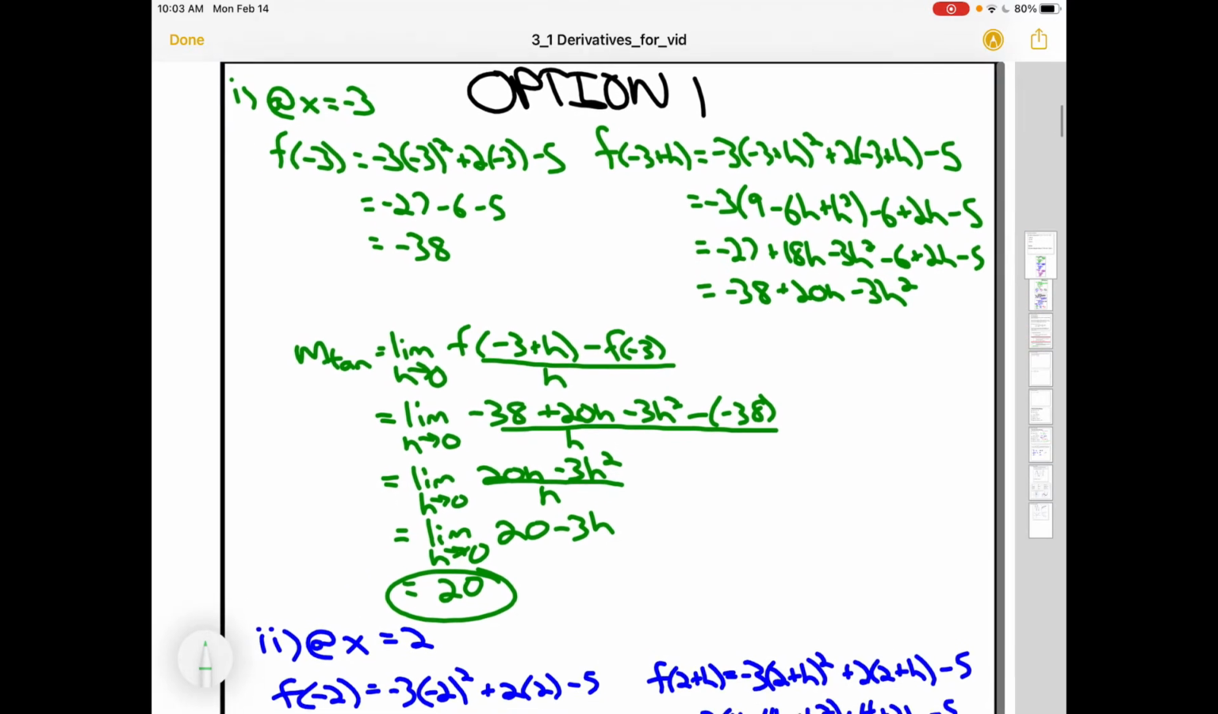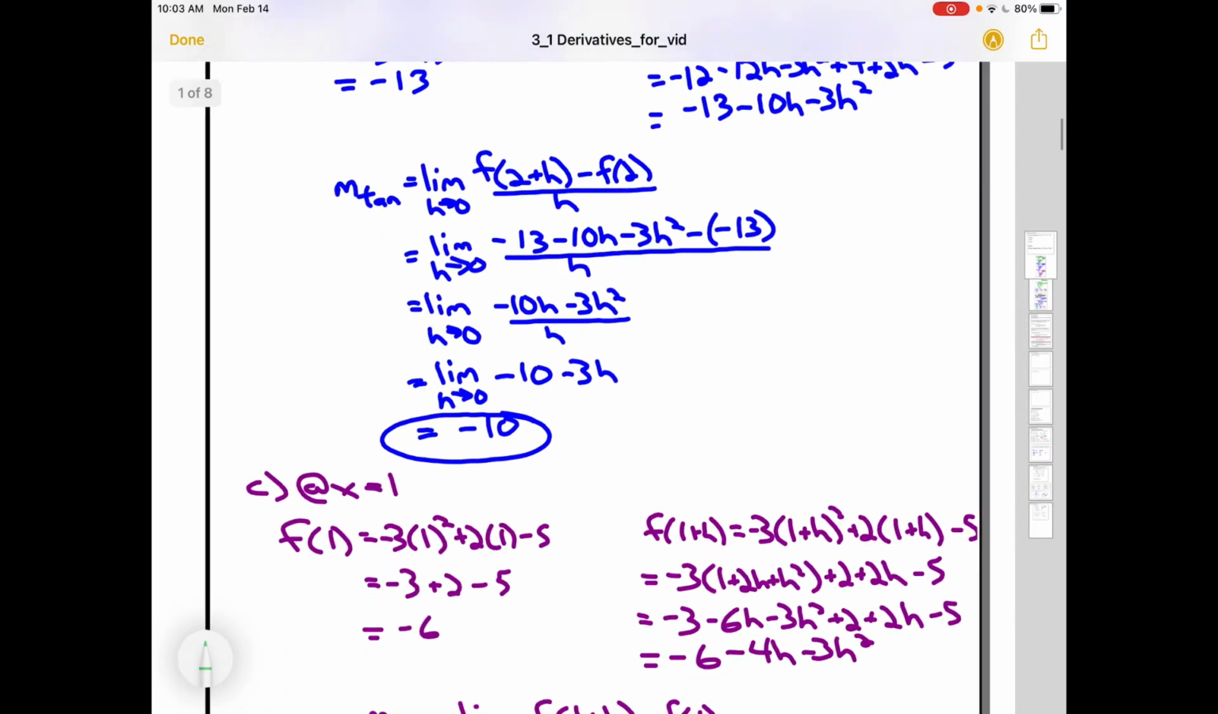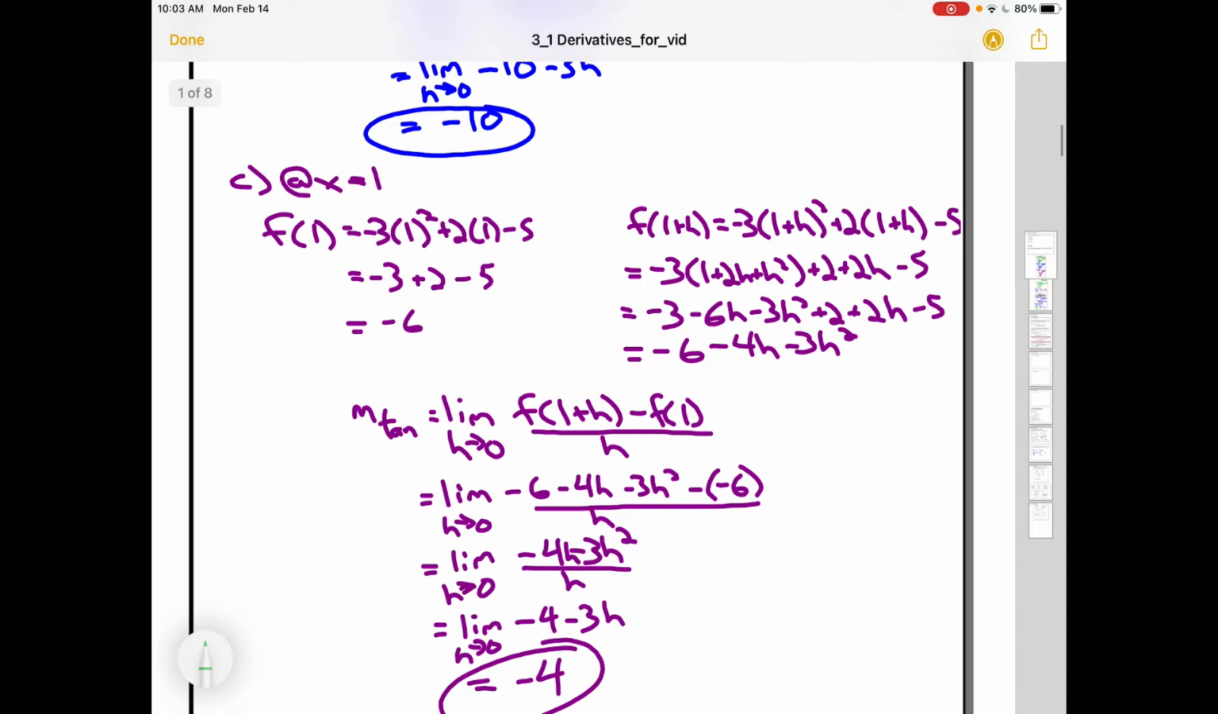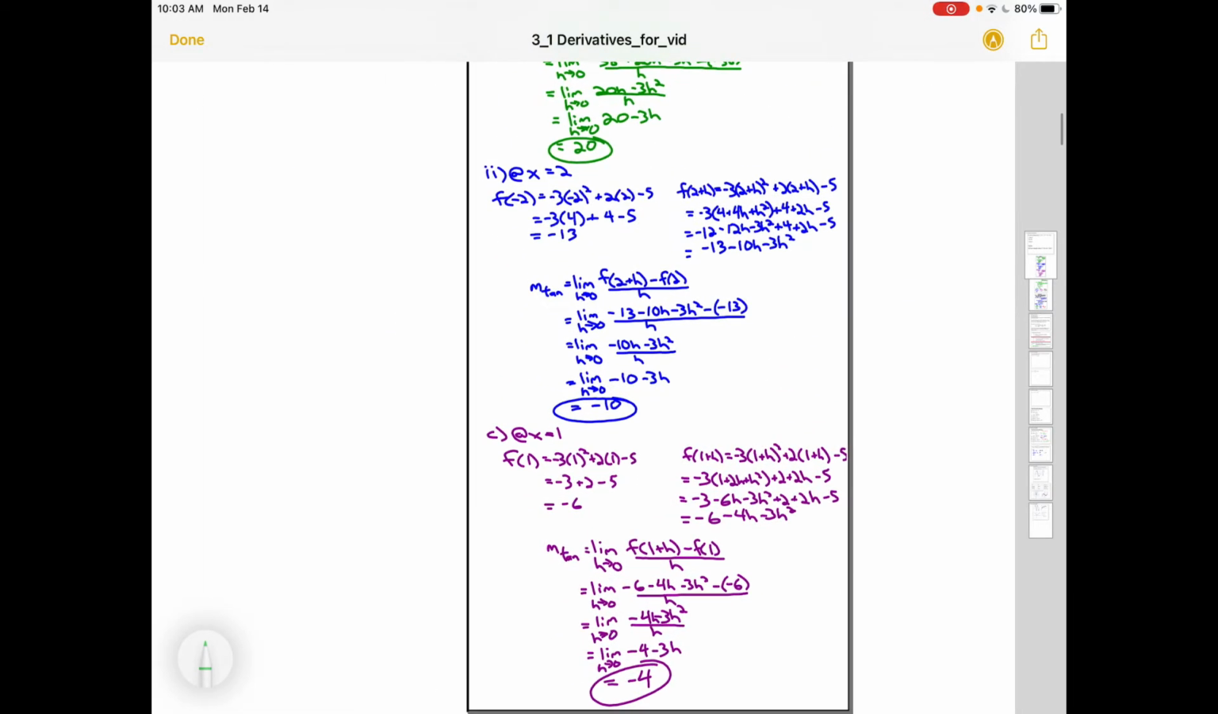And I do it at one x value, and then I do it at another x value, and then I do it at another x value. Okay, so I found 3 different slopes. That's a lot of work. And you might think, well, maybe there's a better way.